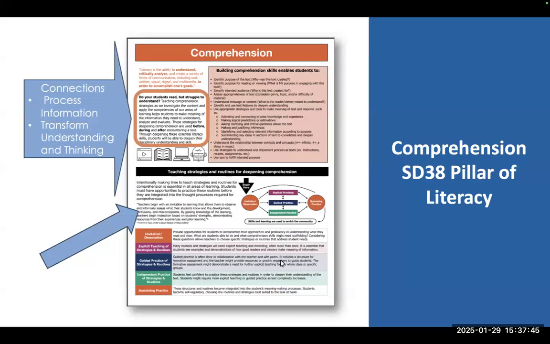And this really entails that students have access to text, that they actually engage with text, and then they show their understanding of various forms of text. So they make connections, they process information, and then they transform their understanding and thinking. There are links to all of those in how we sort of scaffold learning in mathematics.